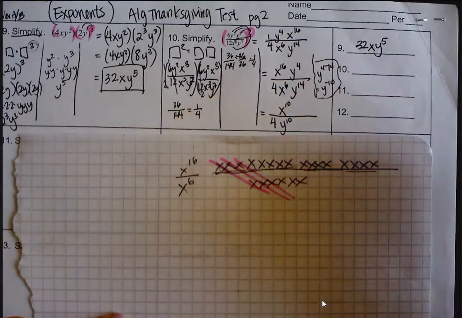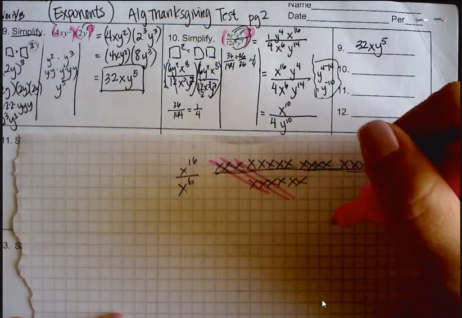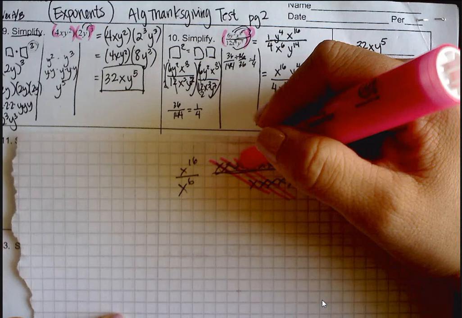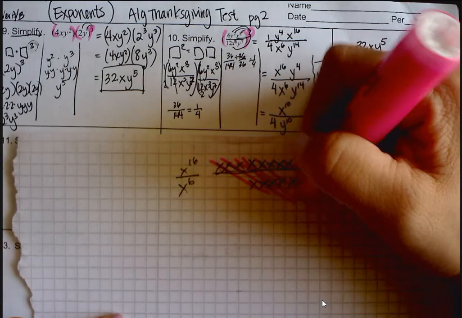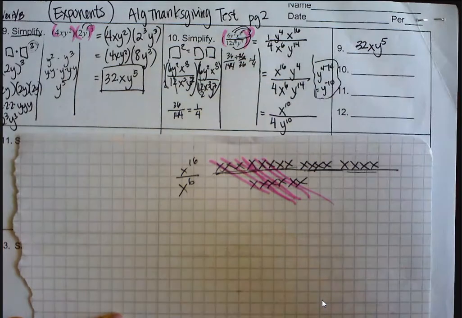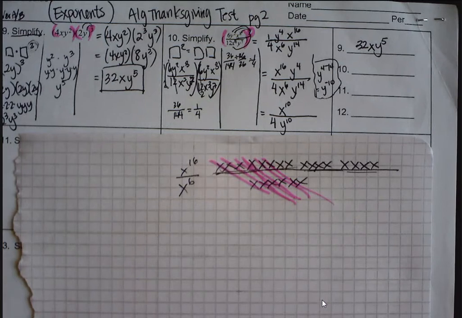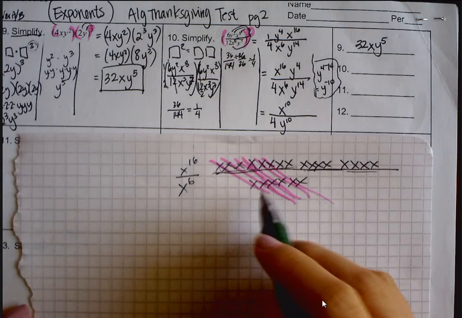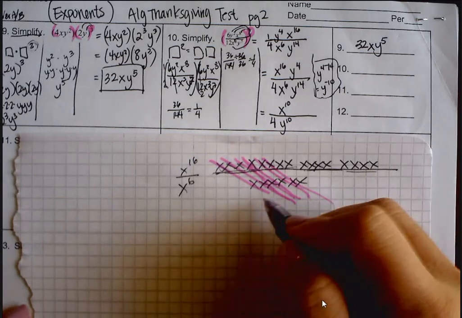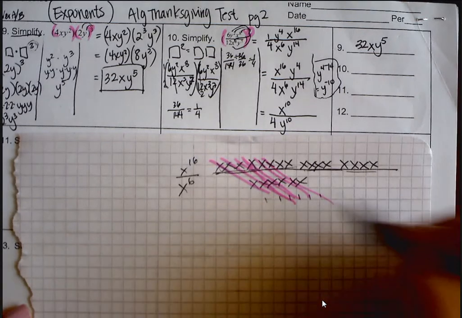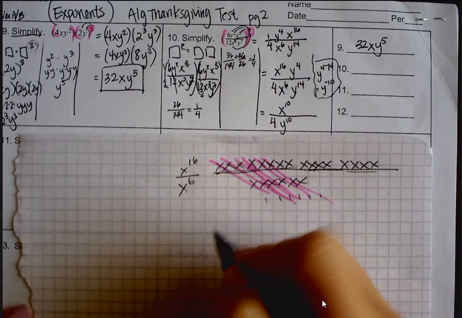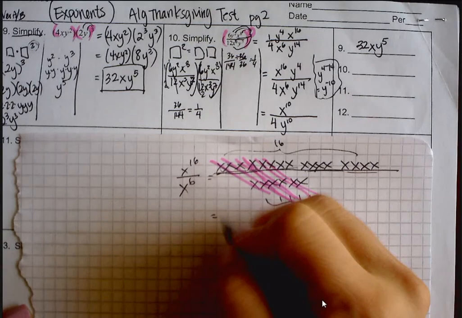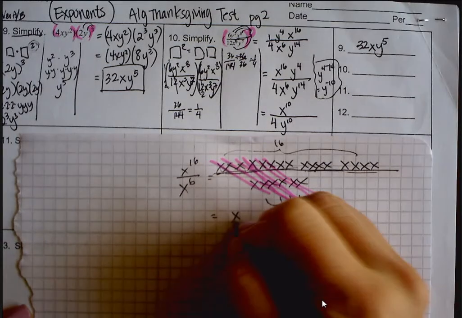And so who's going to be left? At the end, who's standing? The top or the bottom? The top had more to begin with, so the top's going to be left. There's nothing going to be left on the bottom, so they all canceled out to make ones. And so, well, there was 16 to begin with. We crossed out 6 of them, so now we're going to have 10 left. And on the bottom, there was nothing left except the 1. And so that's why that whole subtracting rule works.